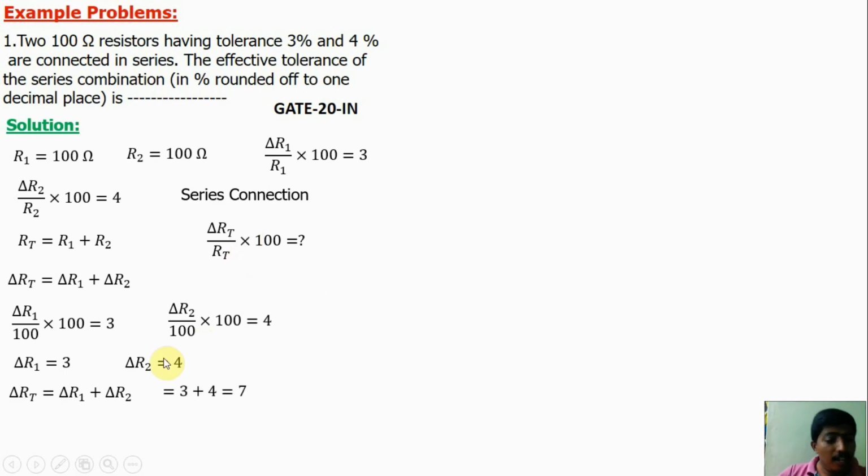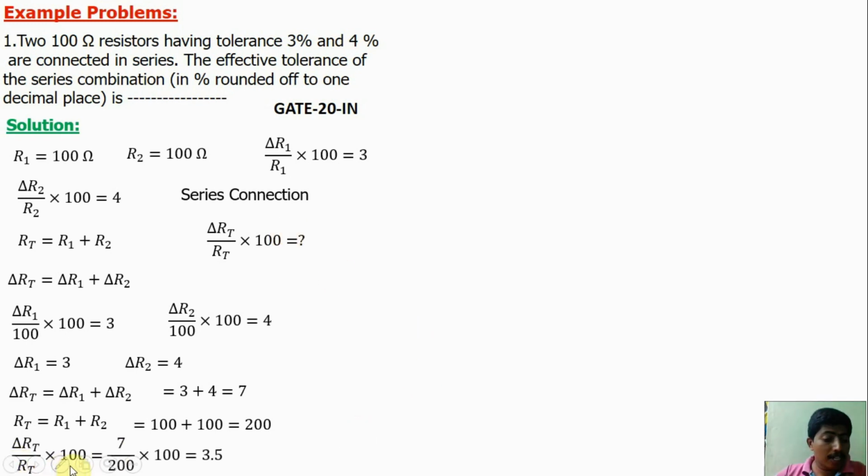What is the value of Rt? We have Rt equal to R1 plus R2, so we will get 200. Substitute here, we can get the effective tolerance in percentage. So ∂Rt/Rt into 100 is equal to 7/200 into 100, we will get 3.5. So the effective tolerance is 3.5%. So the answer is 3.5%.